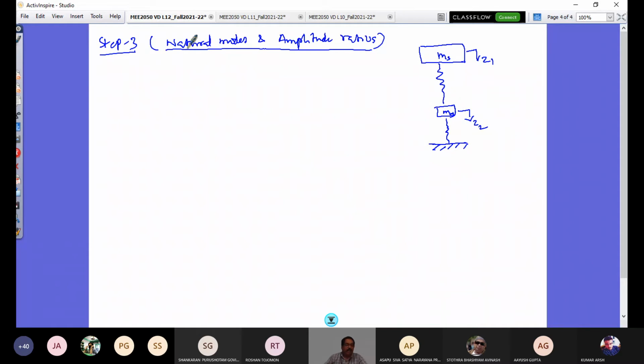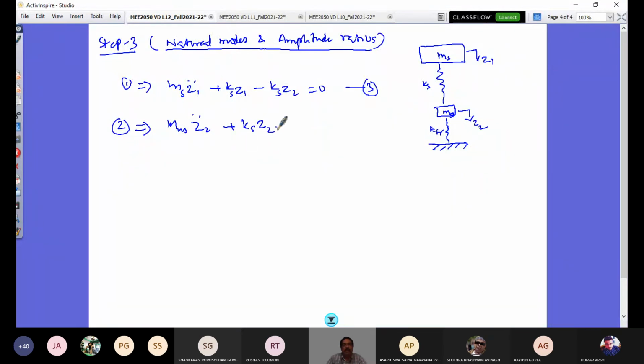And your governing equations would be simplified. Your equation number 1 would become simply MS Z1 double dot plus KS Z1 minus KS Z2 equal to 0. See, there is no damping present here. So this is your KS, this is your KTR. So that's my equation number 3. Equation 2 becomes the governing equation, MUS Z2 double dot plus KS Z2 minus KS Z1 plus KTR Z2 equal to 0.